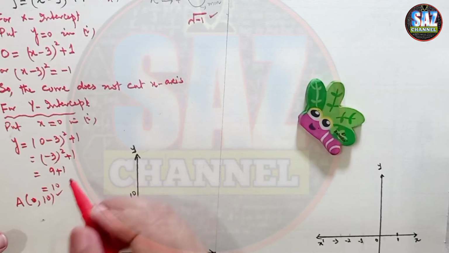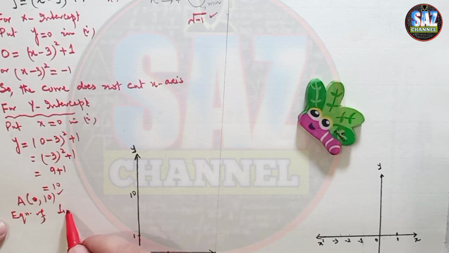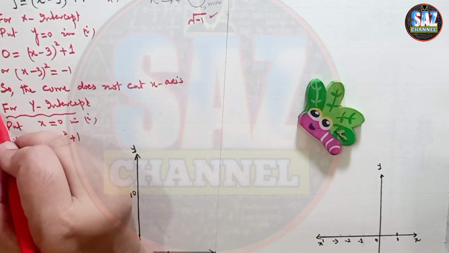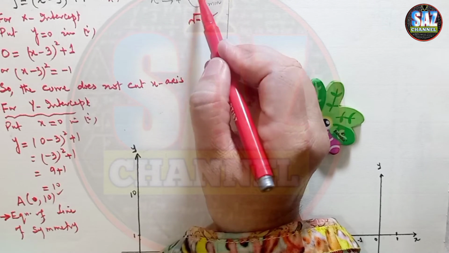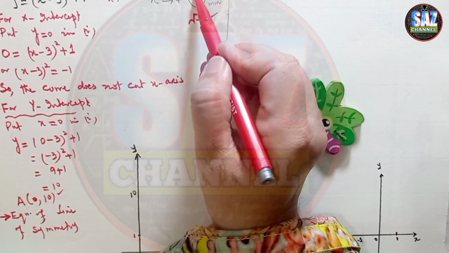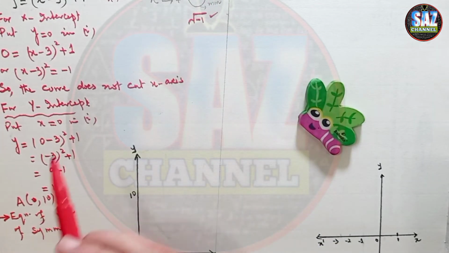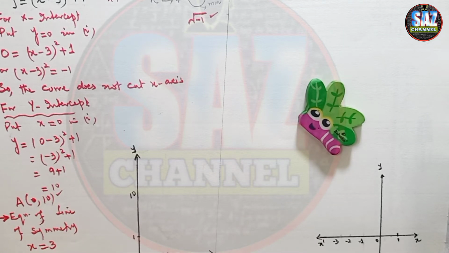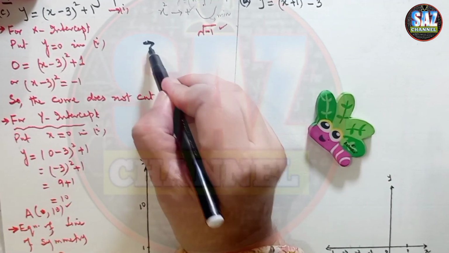Then it's time to decide the equation of the line of symmetry. This is the second point, this is the first point. Recall in case of (x minus p) whole square plus q, whatever number is added over here, we have to change the sign of that, and it will become the line of symmetry. So x equals to 3 is the line of symmetry for this curve, and the minimum point. The next is the minimum point.